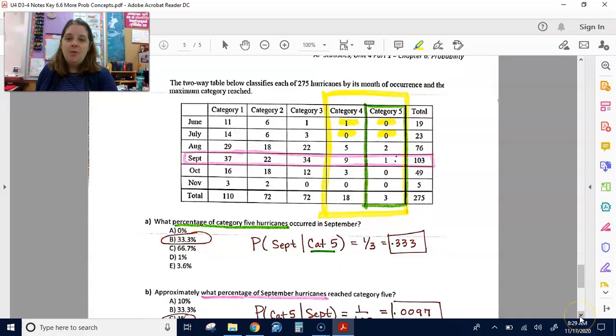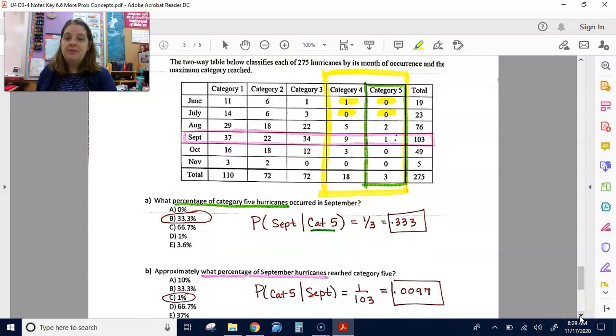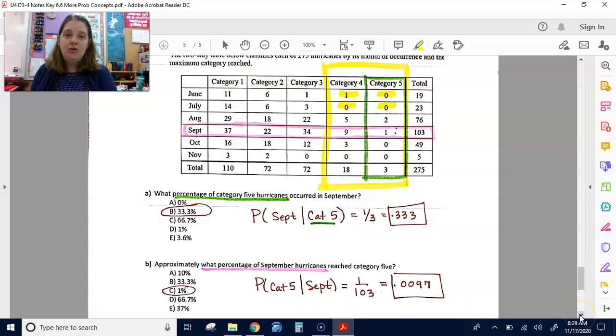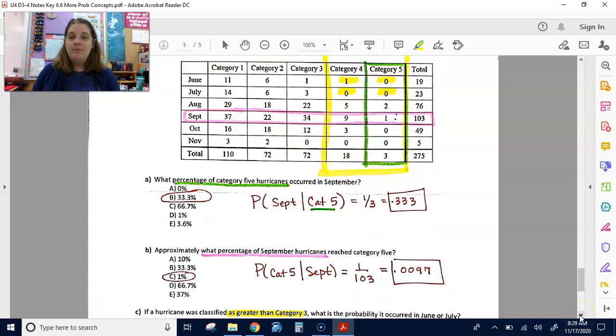The next question says, approximately what percentage of September hurricanes reached Category 5? So this one's opposite. I'm not talking about all hurricanes, it's September hurricanes. So what's given is the September, what I know. So I'm only looking at that one row of 103 hurricanes. And of those, it looks like only 1 reached Category 5. So be careful on what direction you condition. Notice that in A given B, the thing that you know has changed, and that direction really does matter.